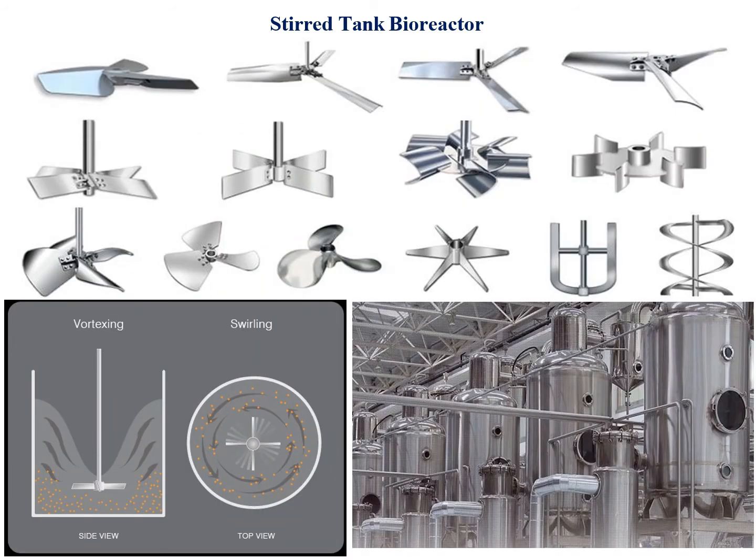Moving on, stirred tank bioreactors have different sorts of impellers, propellers, or stirrers, as you can see. This is the top view of a stirrer, and this is the side view of a stirrer. There are different sorts of impellers and propellers used in stirred tank bioreactors for mixing. This is how stirred tank bioreactors look in real life.